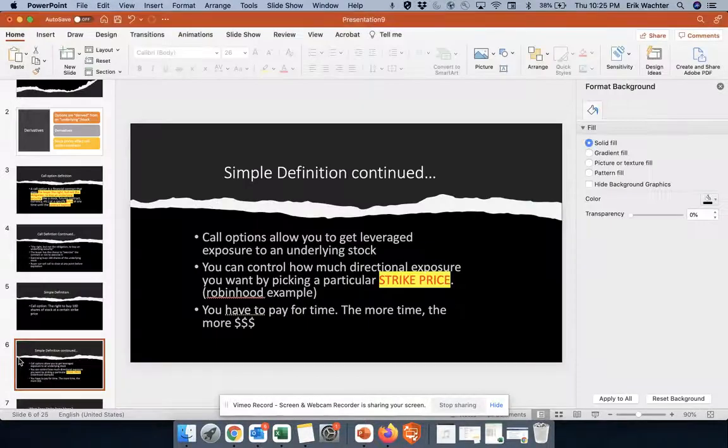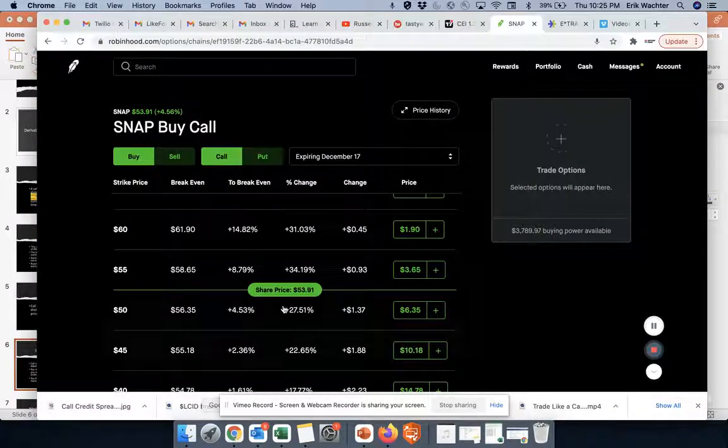So the reason why I came on to Robinhood is because we want to show those strike prices. We're just going to show you the relationship between the cost of the strike, and then we'll also show how different contracts cost differently for different expiration dates.